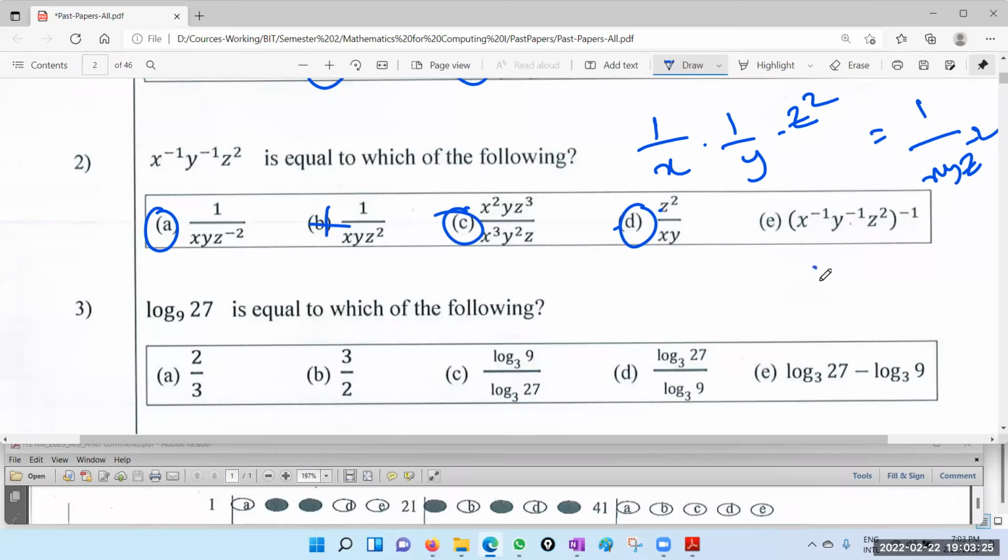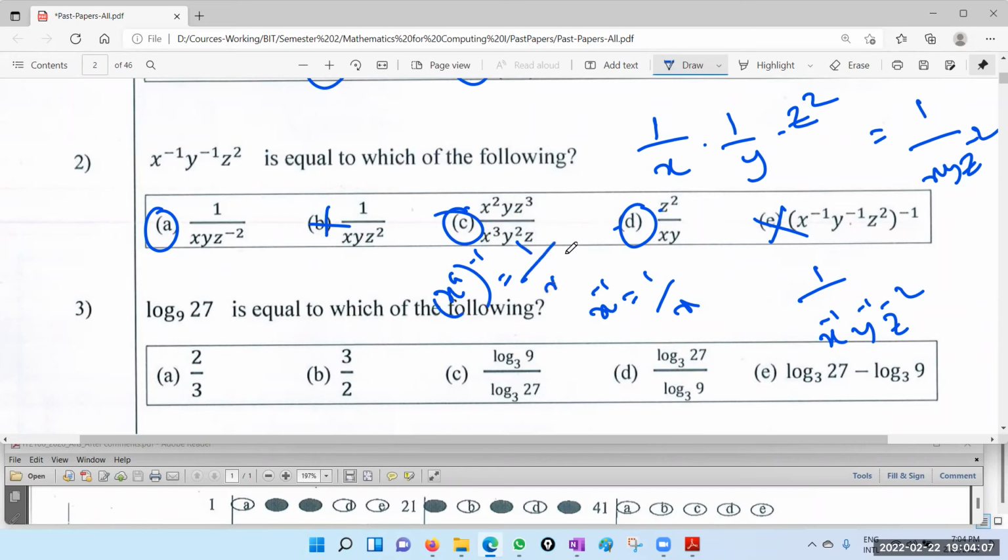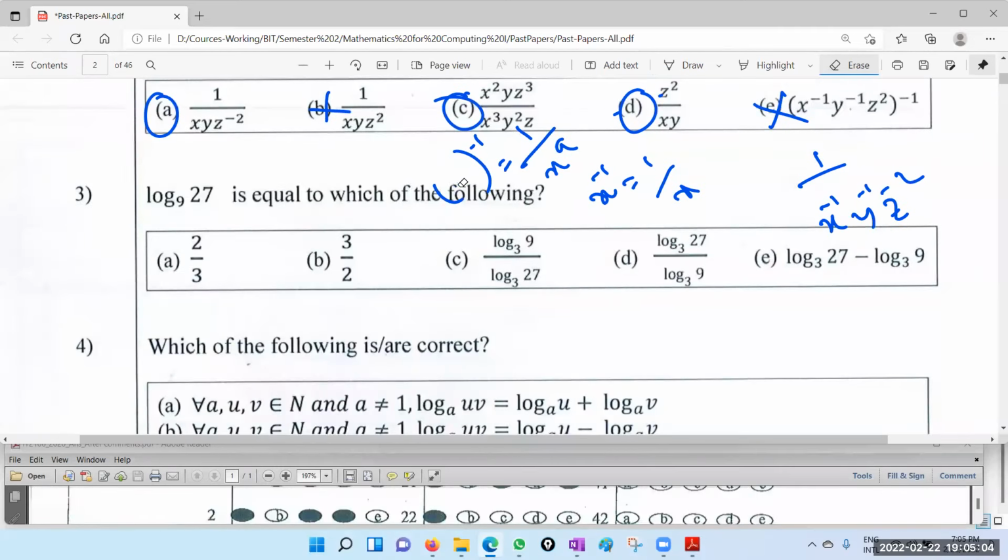So this is -1. That means 1 over x, y, Z -2. So this is 1 over x to the power -1, but what we need is 1 over x. So therefore this is not an answer. Remember, x to the power -1 means 1 over x. If we have x to the power a to the power -1, that is 1 over x to the power a. So this is 1 over x to the power -1. What we need is 1 over x. So therefore the answer is ACD. Second one, ACD. Yeah, third one.